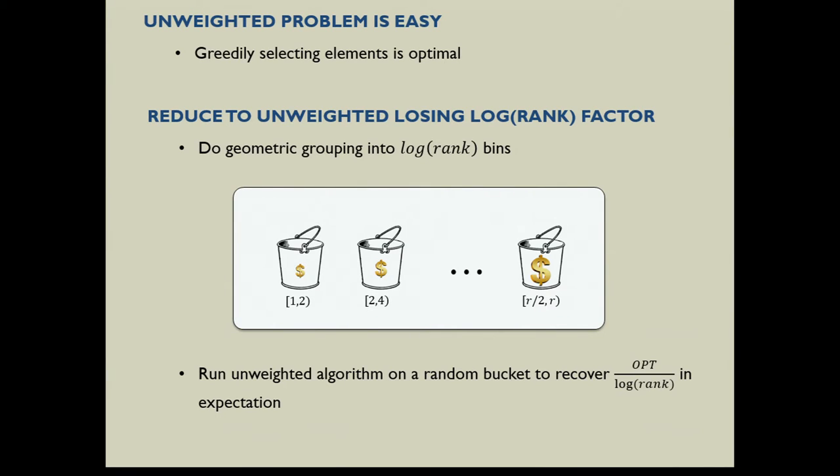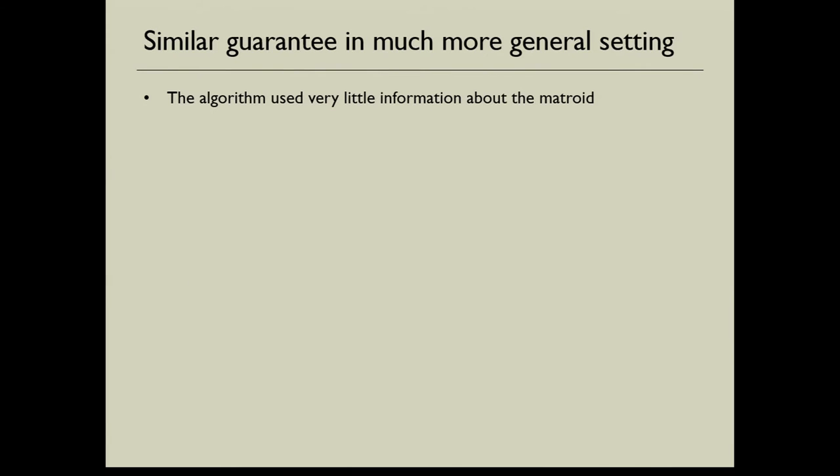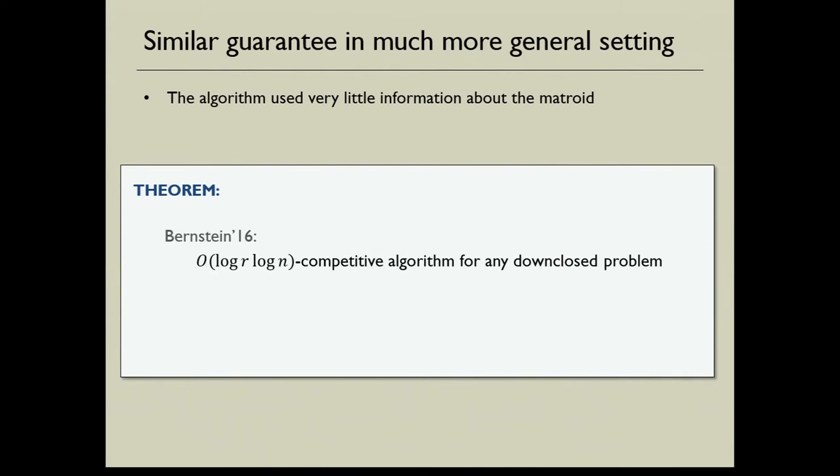So this didn't use much of matroids. And in fact, you can get similar guarantees in much more general settings. Okay. So that was a nice result this year by Bernstein. He showed a log n competitive algorithm for any down-closed problem. So if you have only the first axiom.